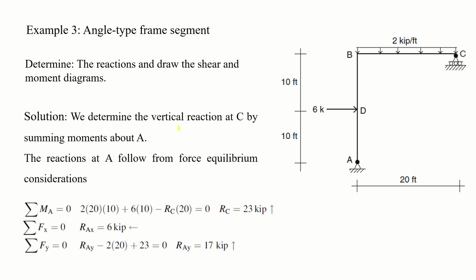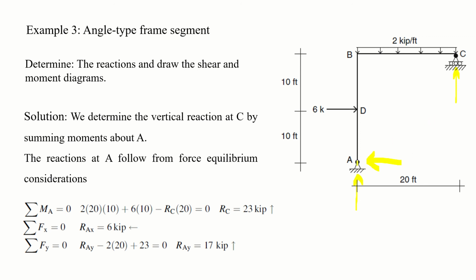Again, we have to start with the reactions, finding the vertical reaction at C, and both the reactions at A. For example, we have only one reaction at C, which is in vertical direction. However, we have two reactions at A. One is vertical and other is horizontal. In this case, there will be no bending moment resistance either at A or C.